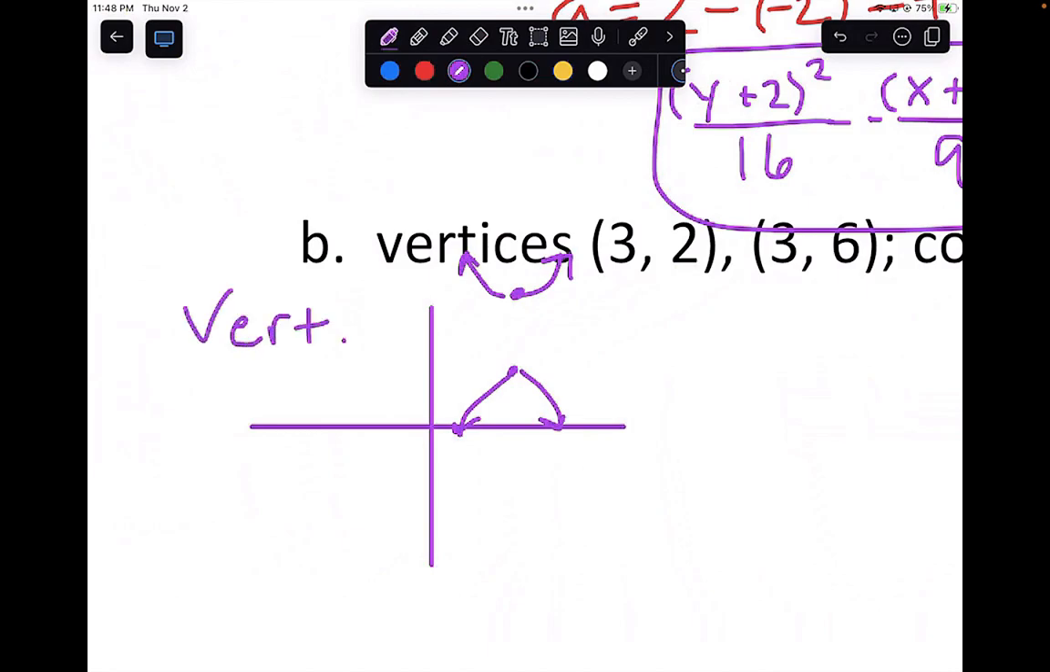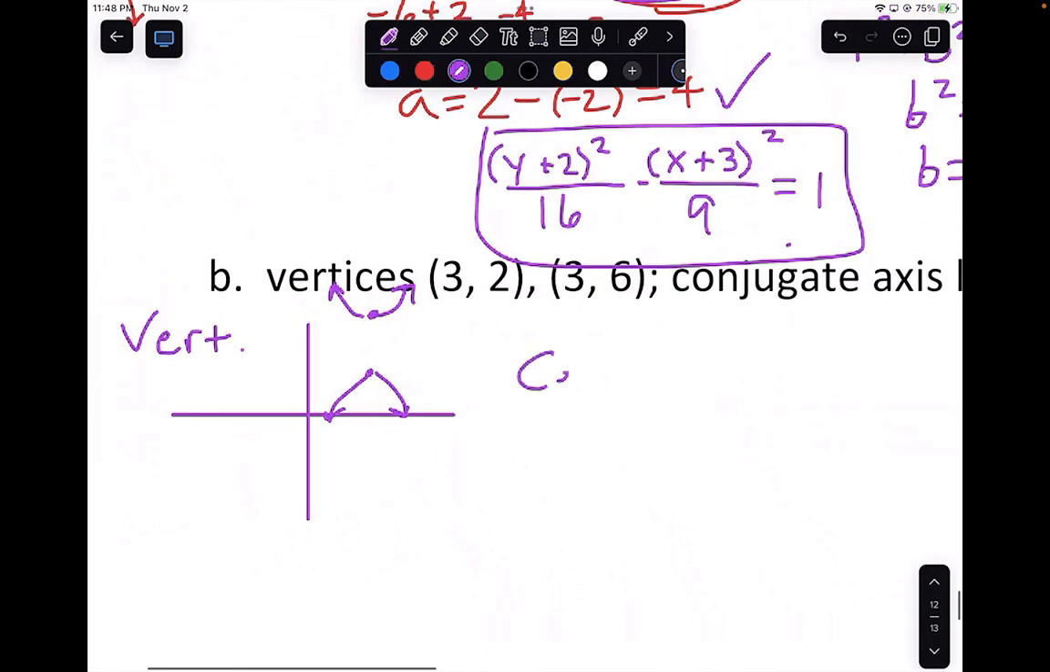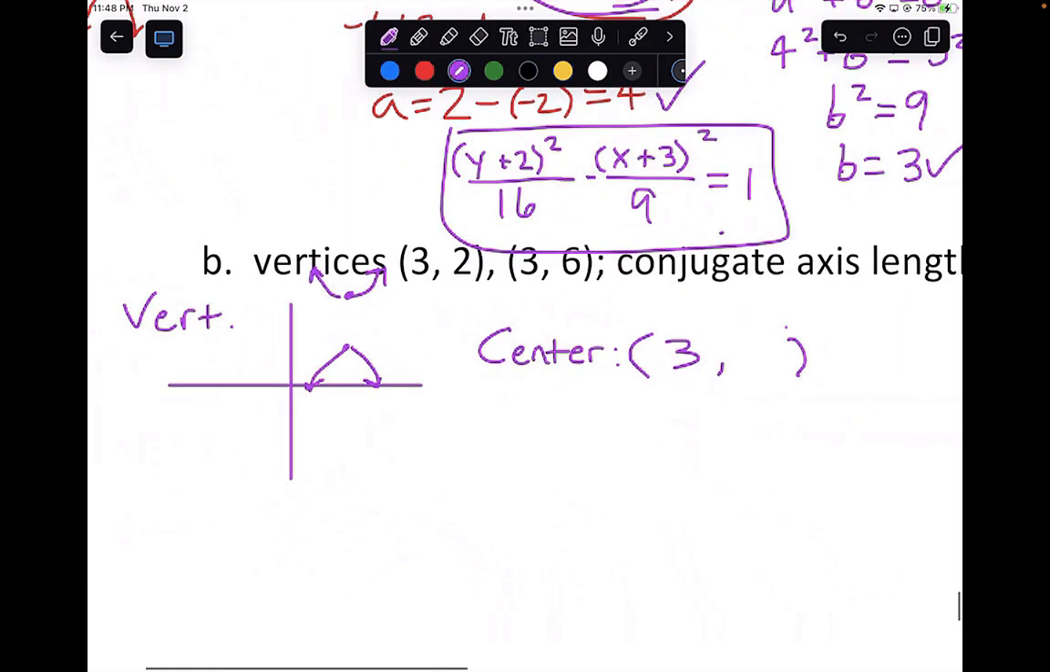So that means y will start first again. Maybe we should have made it an x equals, but that's okay. The center, start putting that together. Obviously the x should be 3, something. And then the average y values, you could probably do it in your head. It's just 6 plus 2 divided by 2. That's 8 divided by 2, and that should come out to 4.